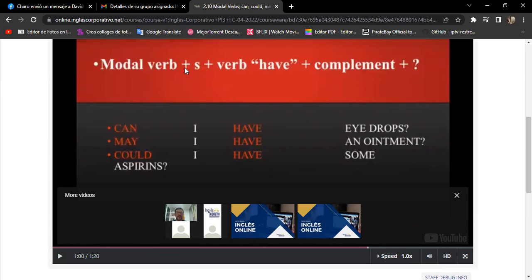Can you dar, el verbo? Give. Can you give me? Can you give me?